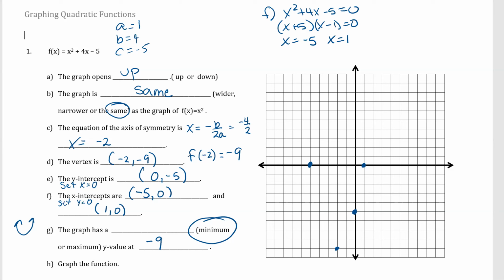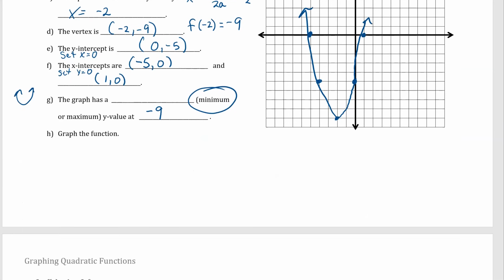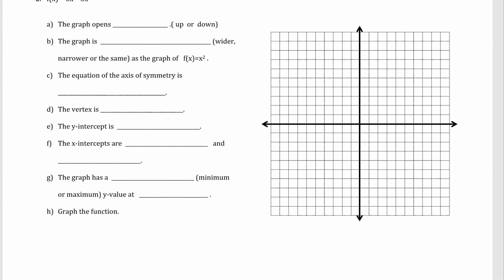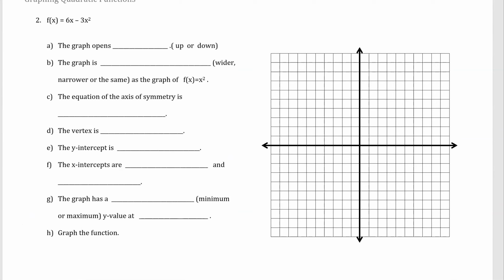And again, we know by symmetry, if we know the y-intercept, we know where we can plot the other point. I'm not really super proud of my graph, but you get the idea. All right, moving on to number 2.